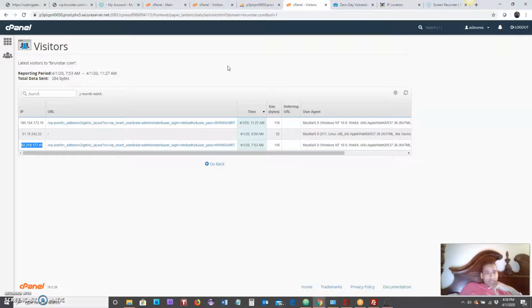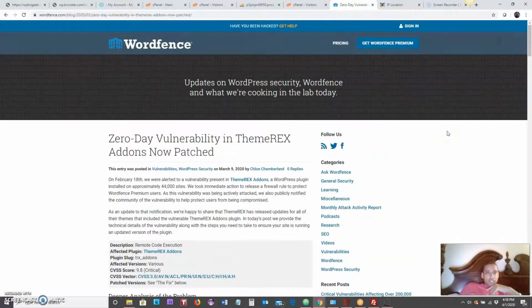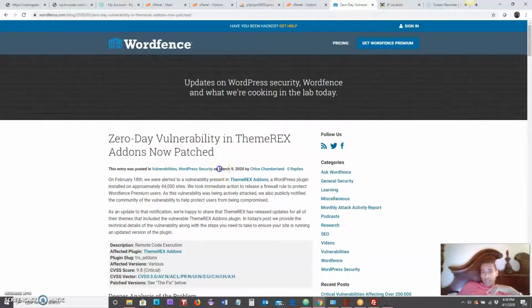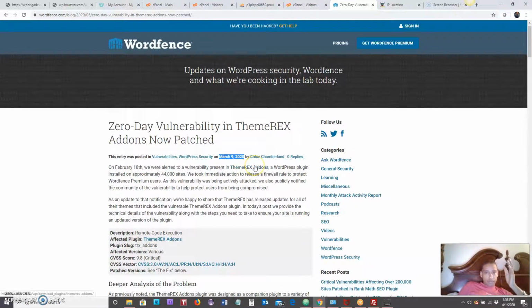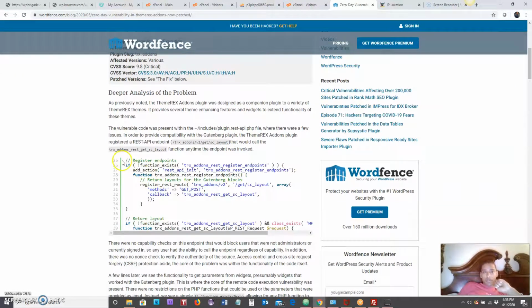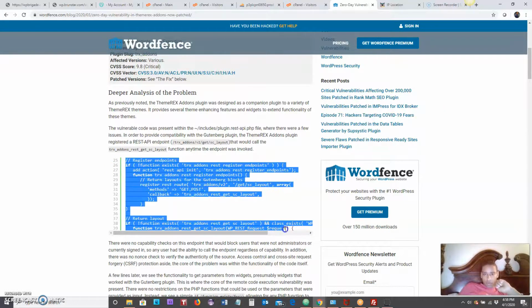It's just amazing. Now, I happened to Google this TRX underscore add-ons to figure out, you know, what type of vulnerability are we talking here? So I did Google it, and the first thing I found was this zero-day vulnerability found in ThemeRex add-ons now patched. So this is very recent, March 9th, 2020. It was patched by Chloe. I mean, this was published by Chloe Chamberlain, but it was patched. And this website actually goes into the specific vulnerability, how it worked.